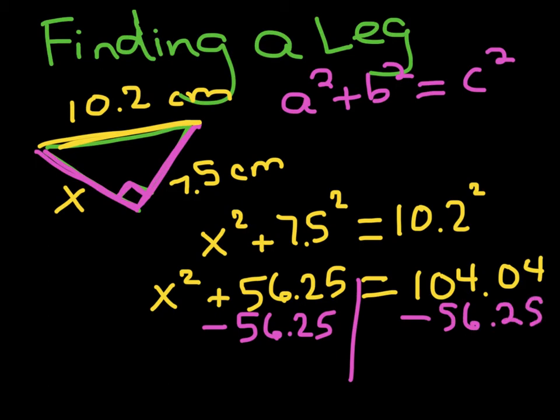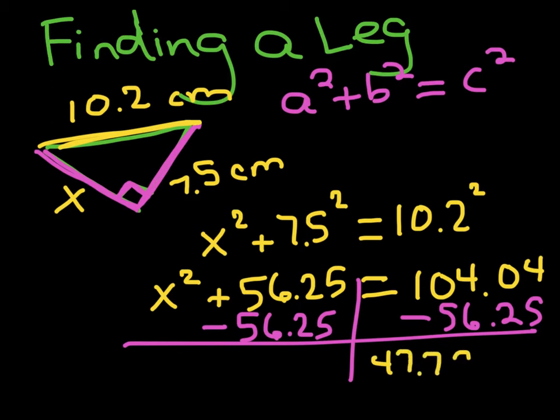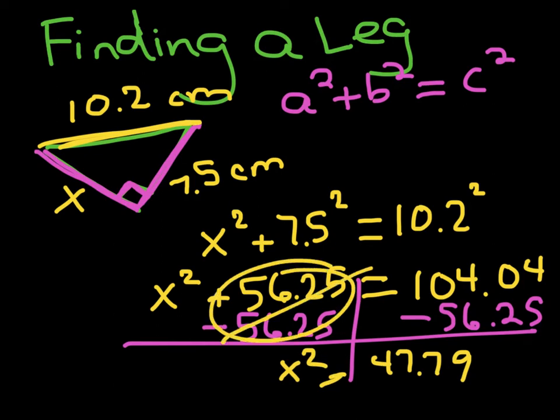So 104.04 minus 56.25, and that ends up being 47.79, and that's what x squared equals since all this stuff canceled out. So now it's just like I told you in the last video, to undo an x squared, and we need to do that because I want to know what x is, not x squared, so I have to use the square root button to undo x squared, and I'm going to take the square root of both sides.